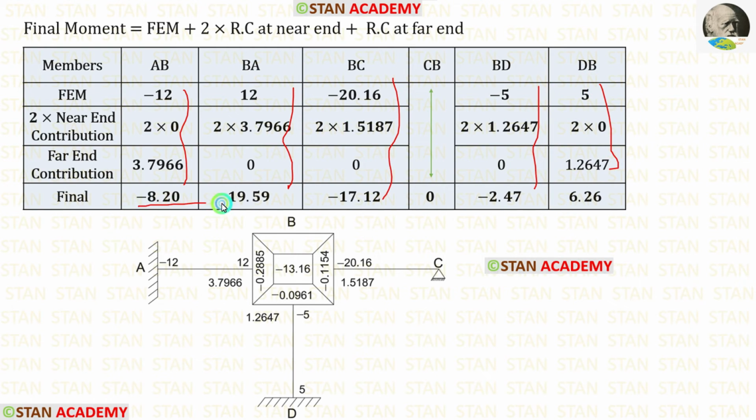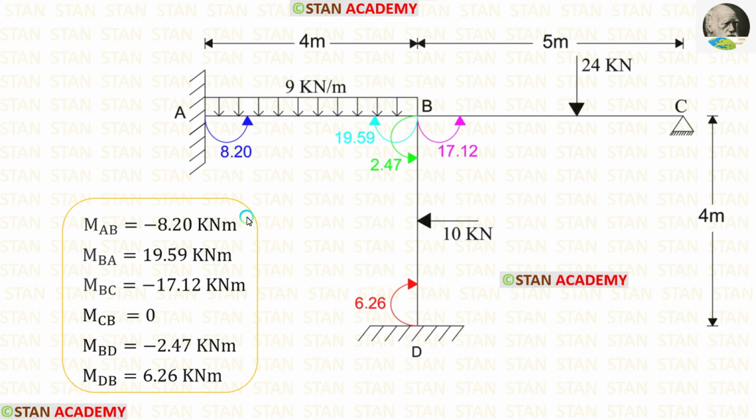After adding, we are getting the moments. In this analysis, we have found all of the moments. For MAB, we got a negative value. That means MAB is acting in the anti-clockwise direction. For MBA, we got a positive value. That means it is acting in the clockwise direction.